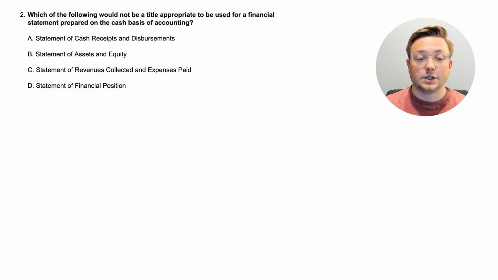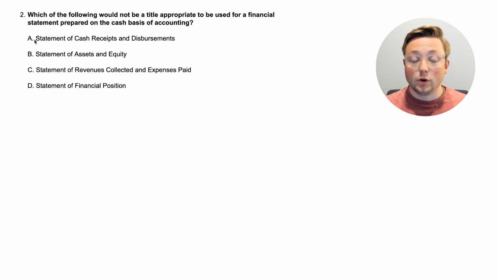All right, here we are at question 2. Which of the following would not be a title appropriate to be used for a financial statement prepared on the cash basis of accounting? So something that would be easy to do for these next questions, think about the normal financial statement titles you use for normal accounting, like balance sheet, income statement, and the other things that are associated with that. And if you see any of those for these next questions, just remember that that's not going to be a part of a special purpose framework financial statement.